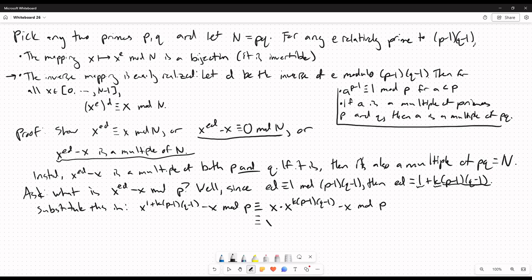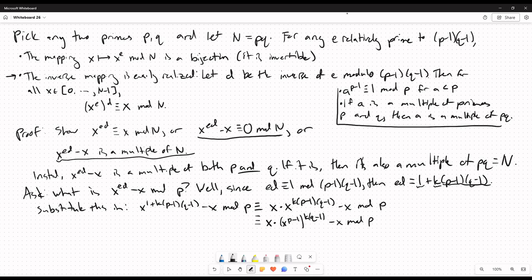The next trick is to do some grouping here. I'm going to write this as x to the p minus 1, and then raise all of that to the power of k times (q minus 1), minus x mod p. X is between 0 and n minus 1. Actually, let's take another step back, because we're not looking at n here. We're now looking mod p. So we can assume, for the sake of argument, that x is less than p, because we're looking in the case of mod p. So we can consider everything to be between 0 and p minus 1.